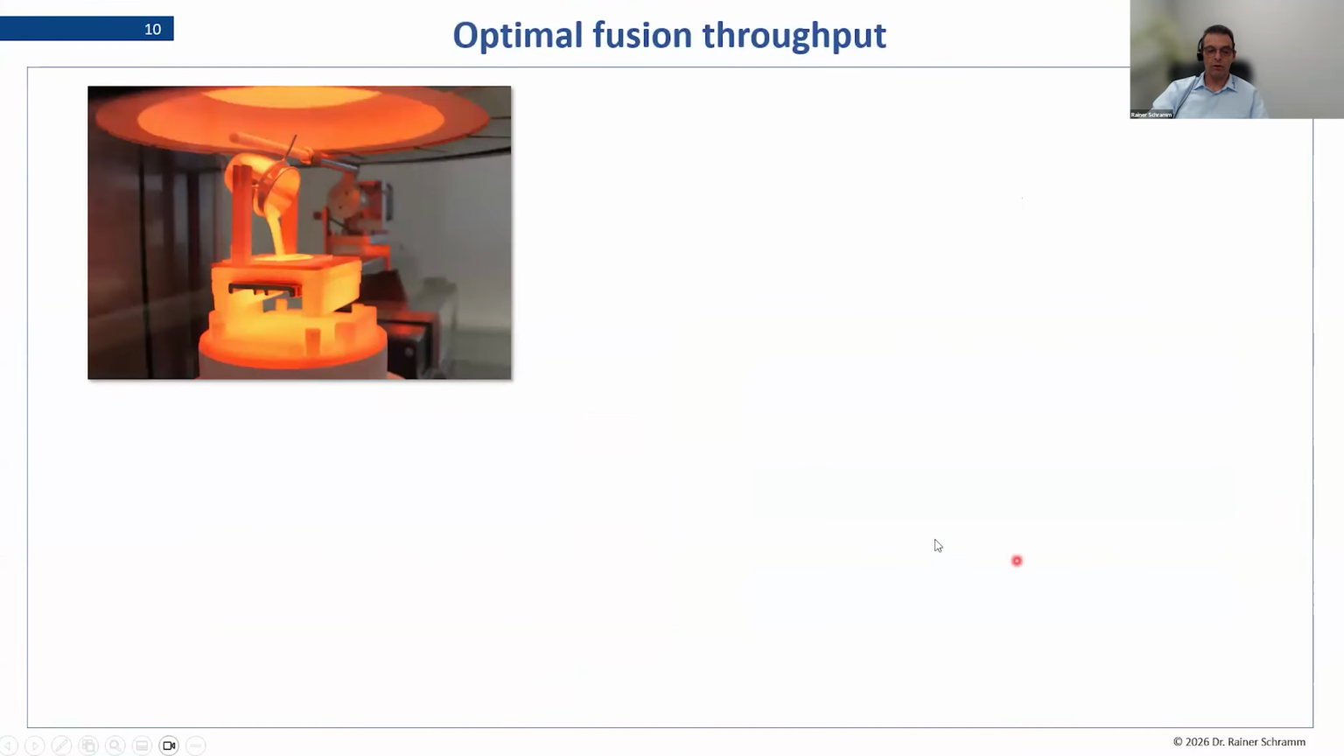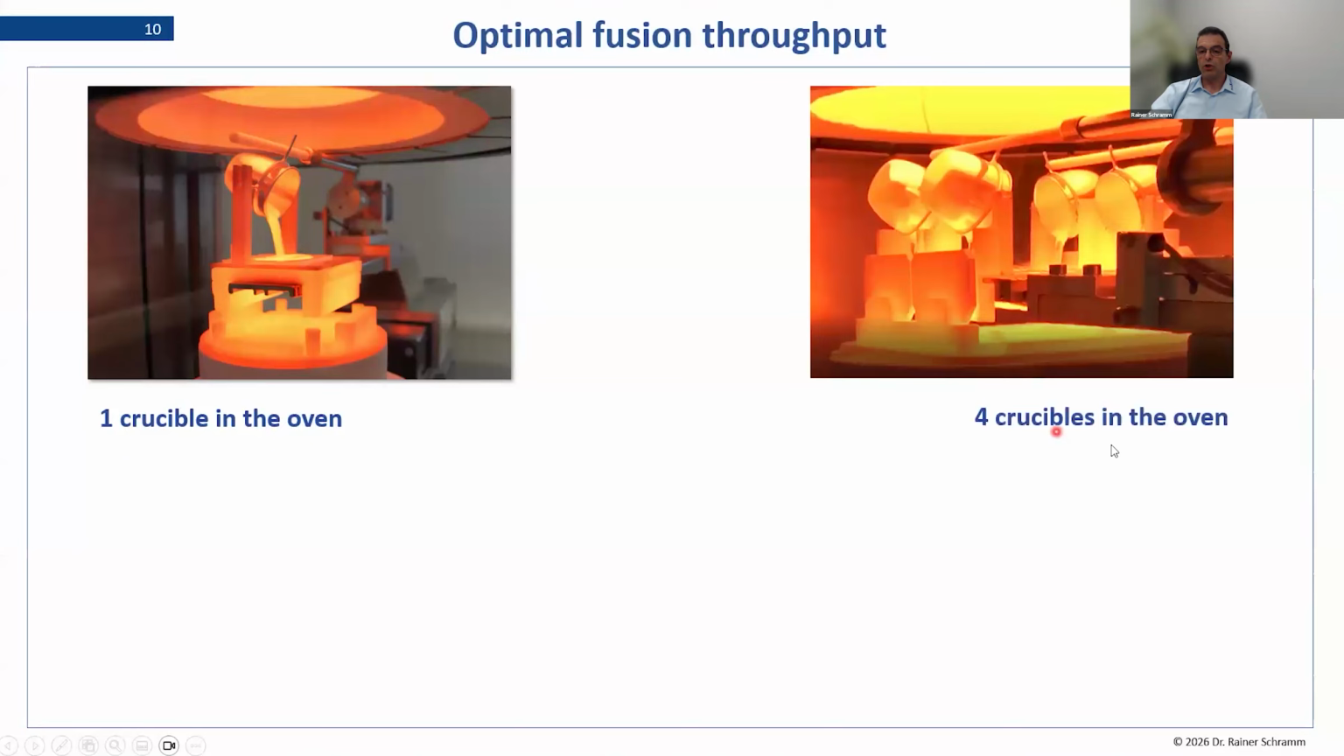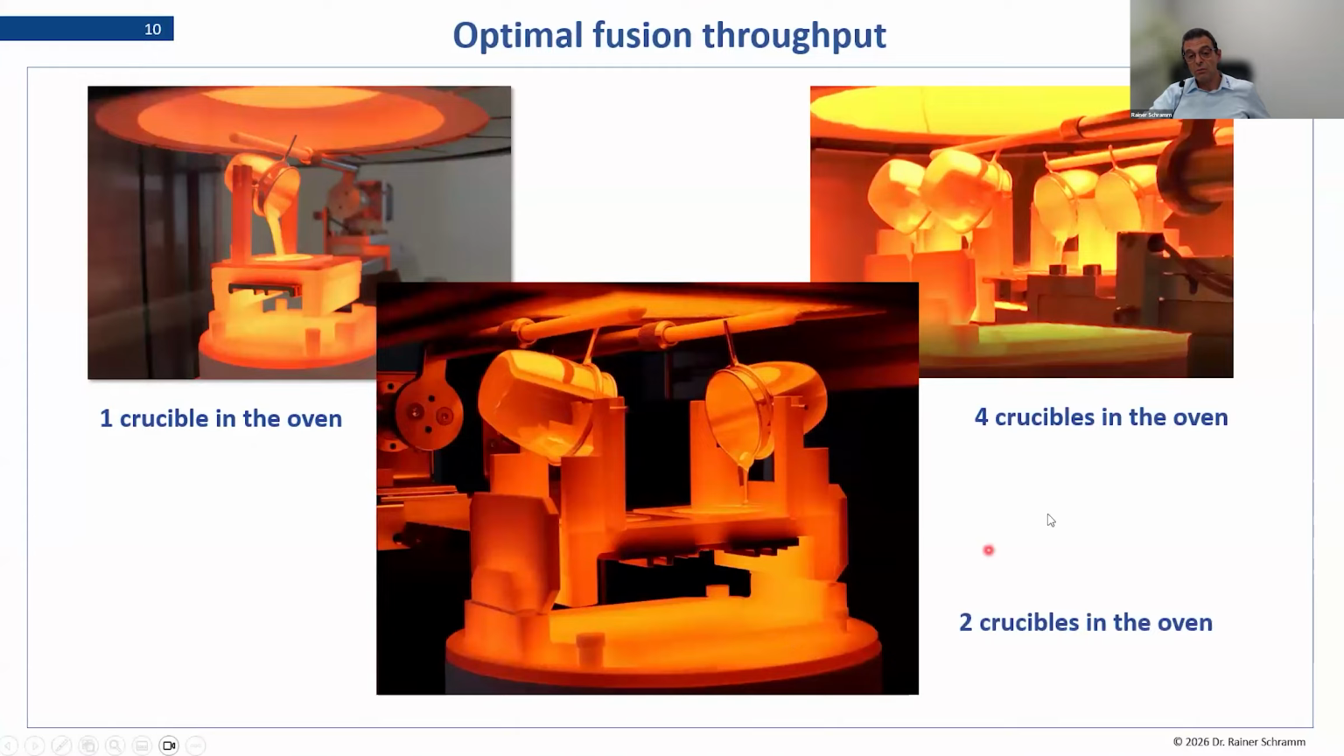Okay, let's talk about the throughput. We started with one sample in the furnace, and of course, then the autosampler is just exchanging it step by step. Then we built a machine with 4 samples in the furnace at once, which of course increases the throughput a lot. But because of the size, the furnace also is quite big, and the footprint of such a machine is really big. So this is a bit of a drawback, so we decided then to try out to use 2 samples in the furnace at once.